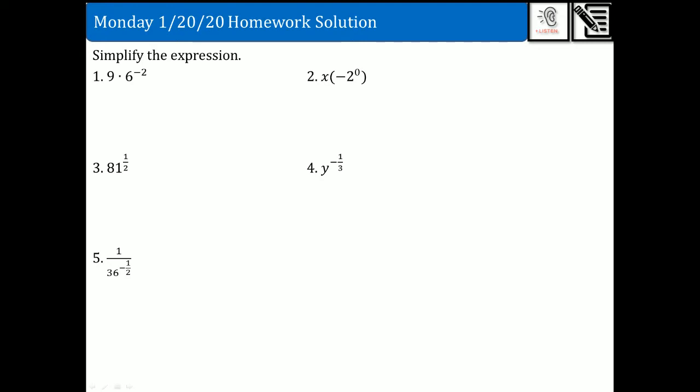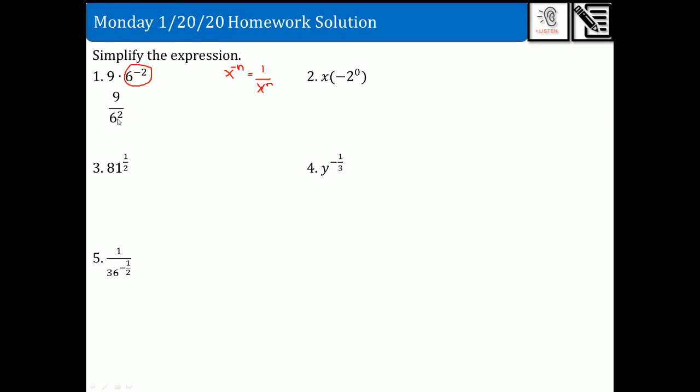Number 1, 9 times 6 to the negative 2 power. Please notice that there is this that you have to deal with. You have to deal with the negative exponent. We don't do that. So what we do is we flip it. Remember? X to the negative exponent, we flip it. If it's on top, it goes to the bottom in the denominator. It goes from the numerator to the denominator, okay? So in this case, it becomes 9 divided by 6 to the second power. Okay? The exponent now becomes positive as it goes down below the fraction.